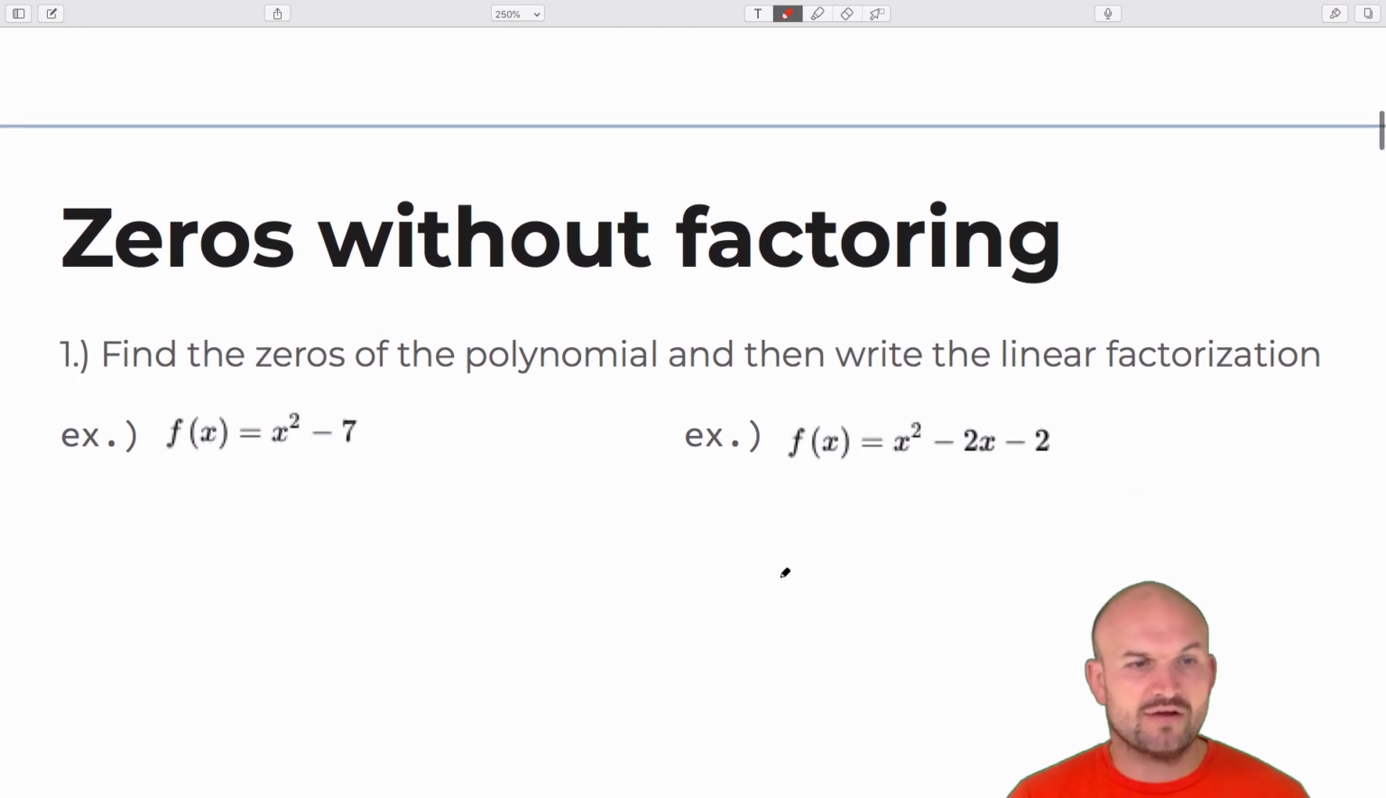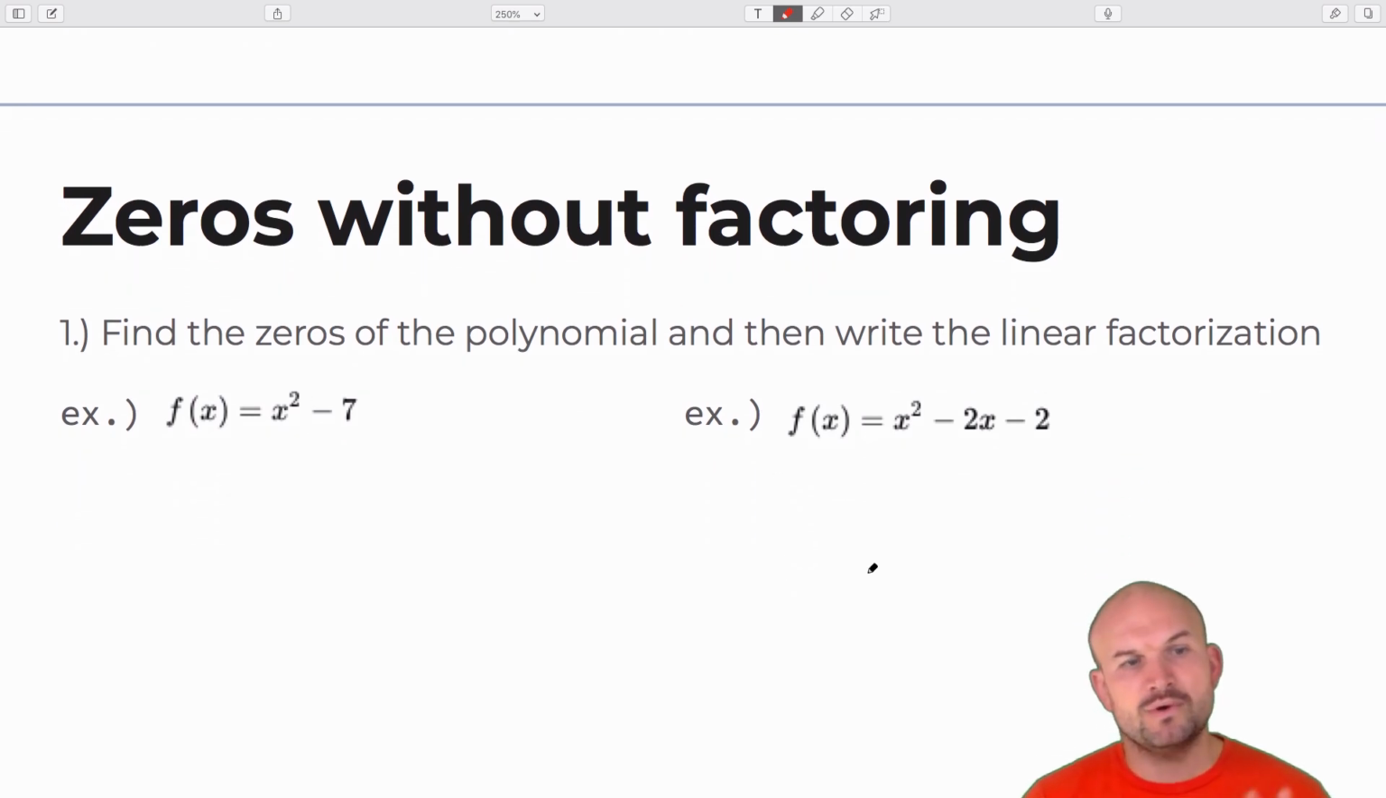So the way that I start off this lesson is I want a student to find the zeros and then write the linear factorization. Now, first of all, we look at these and I said without factoring. So I said, all right, guys, these are non-factorable. Let's make sure we can do this.